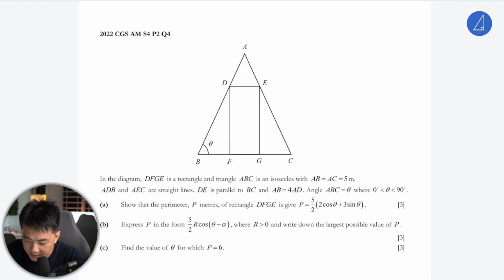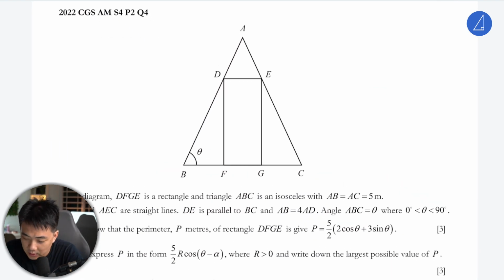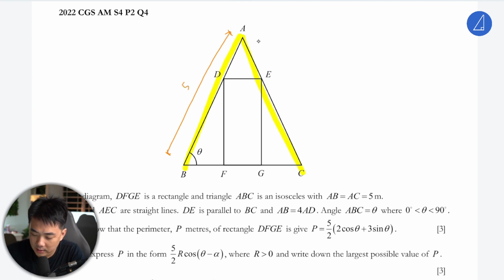So the first part is that we're told that DFGE is a rectangle and triangle ABC is an isosceles triangle. AB is 5 and AC is 5. So I'm just going to label this as 5 and this is 5.